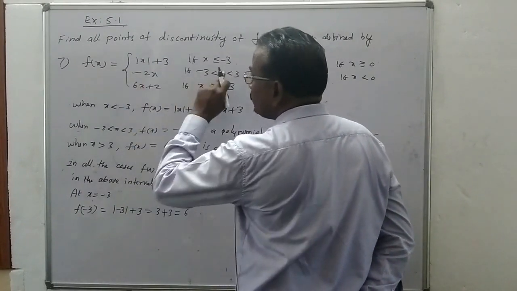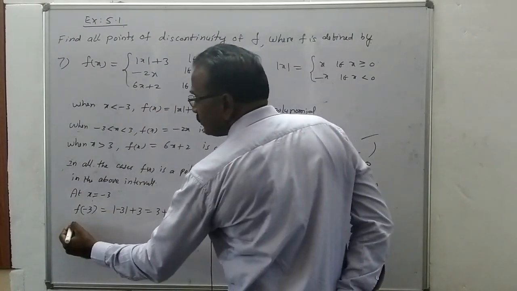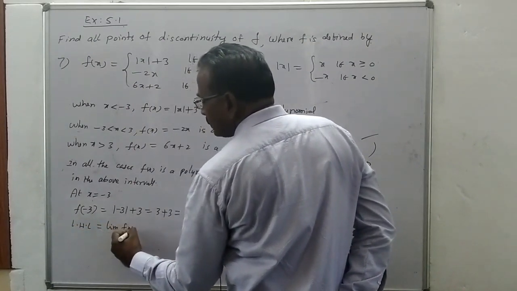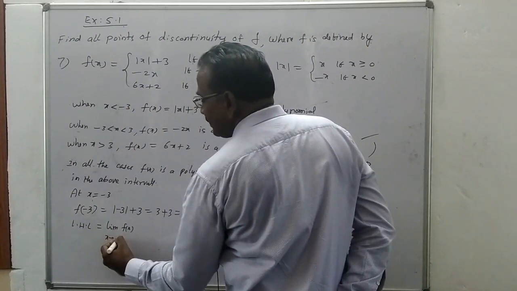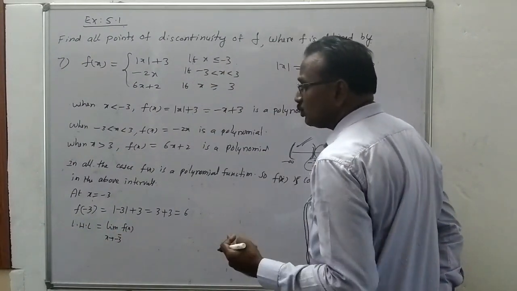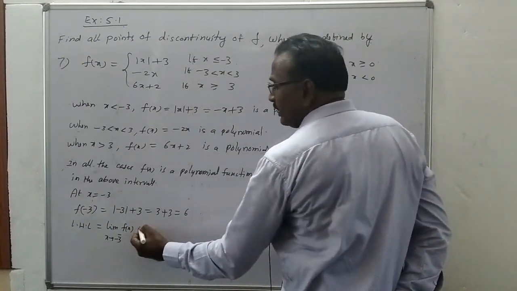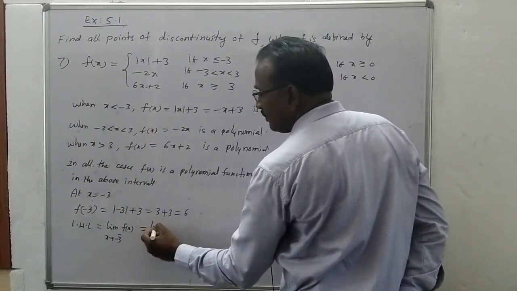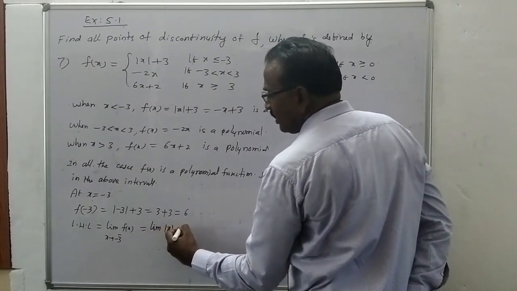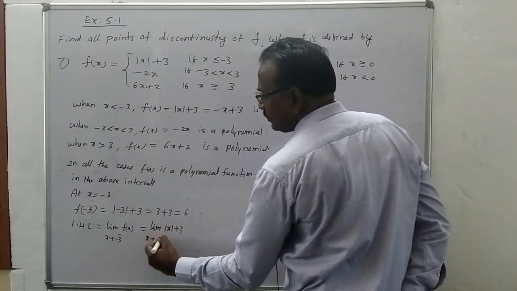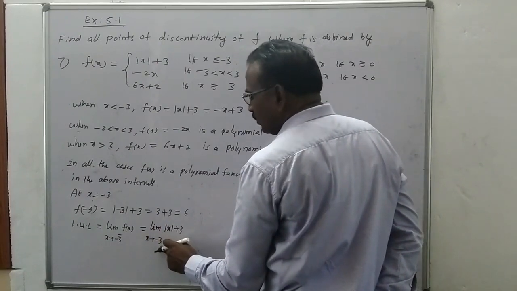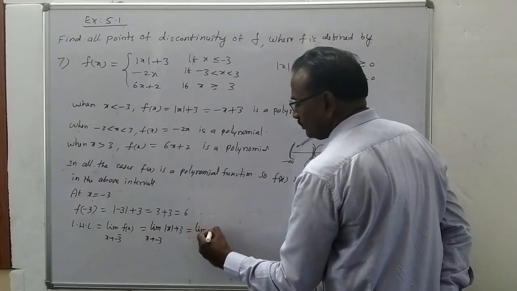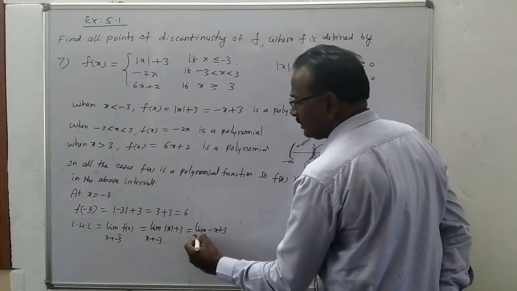Next, if the given function is in piecewise form, whenever the given function is piecewise, find the left hand limit and right hand limit. So what is the left hand limit? Limit f of x as x tends to minus 3 from the left, that means x is close to minus 3 on the left side, x is less than minus 3, the function is modulus of x plus 3, that is limit of modulus of x plus 3 as x tends to minus 3. X is less than minus 3, that is a negative value, so modulus of x is minus x, so minus x plus 3 as x tends to minus 3.